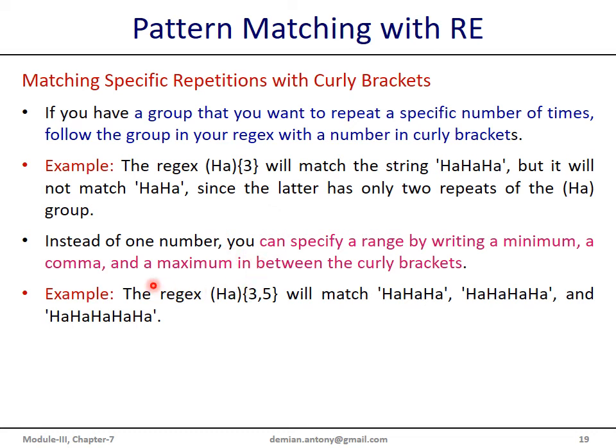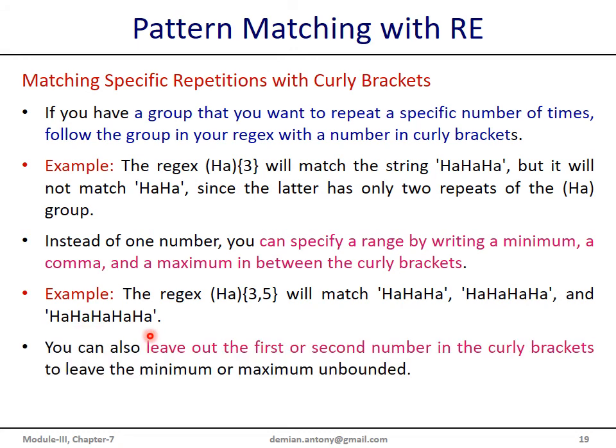And instead of one number, you can even specify the minimum repetitions as well as the maximum repetitions, and these 2 counters, lower bound and upper bound, need to be separated with a comma. Let us take an example. If you want to repeat HA 3 times, 4 times and 5 times, we write the lower bound as 3 and the upper bound as 5, and we can recognize HA 3 times, 4 times and a maximum of 5 times.